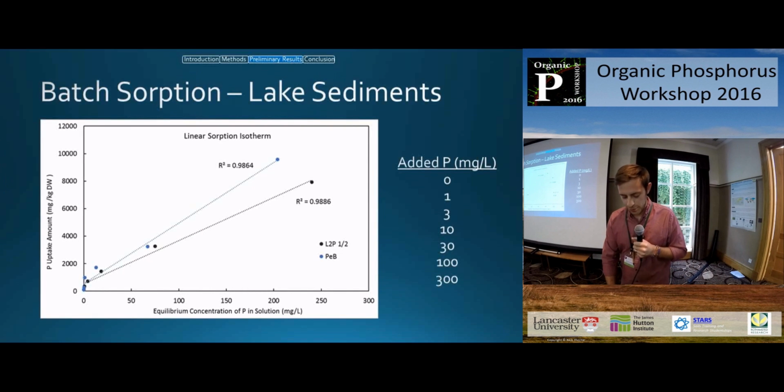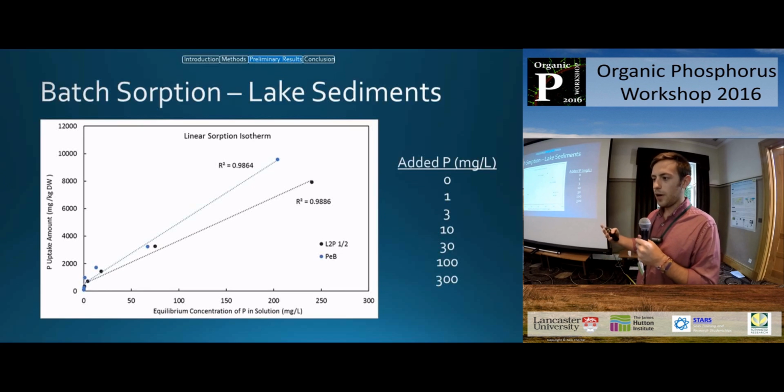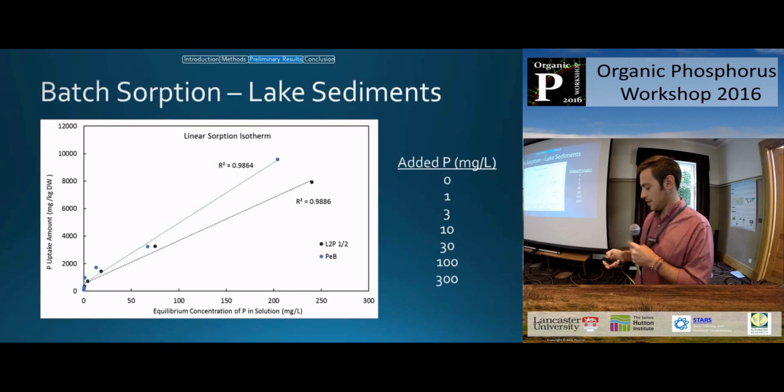For the sorption results, I took some lake water, put some lake sediment in it, and spiked it with various levels of phosphorus to see what our trend was and how much the sediment could hold. We found that it's a very linear trend. Even at 300 milligrams per liter of phosphorus, the sediment is still sorbing a lot of this phosphorus from the water. So there's a capacity of the sediment to hold phosphorus.